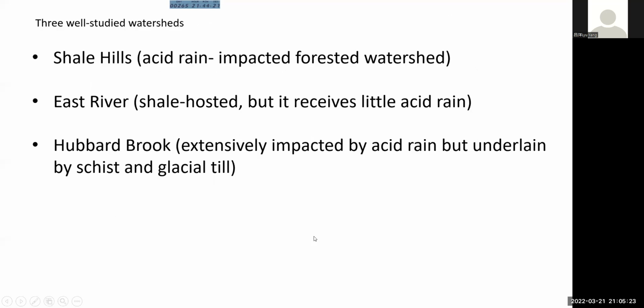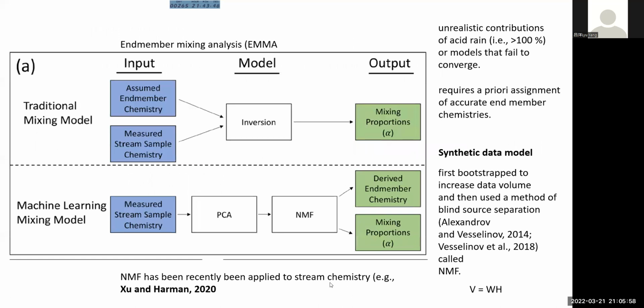So for this purpose, they have studied 3 well-studied watersheds. One is the Shale Hills, which is an acid rain impacted watershed. The second one is the East River, which is shale hosted, but it receives very little acid rain. The Hubbard Brook one is extensively impacted by acid rain, but in these two cases there was only a single lithology unit, whereas here different schist and glacial till, so different kinds of bedrocks, are present in this case. So a machine learning model has been used to build a model so that they can predict the end member of the stream water.